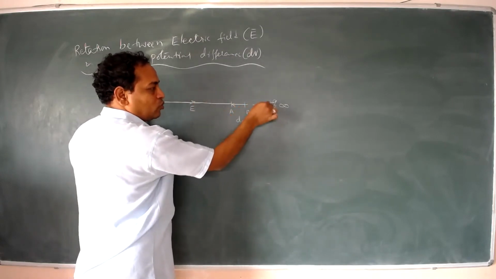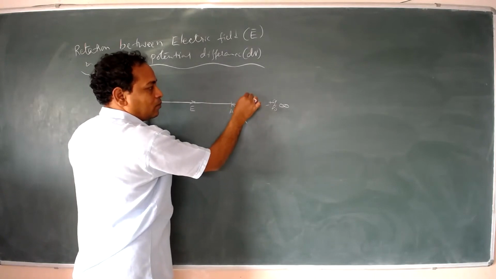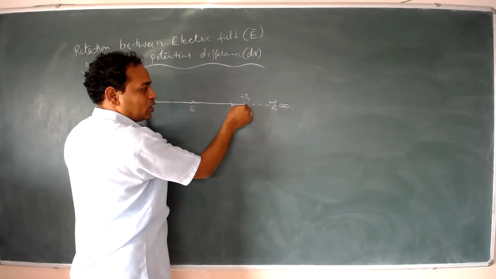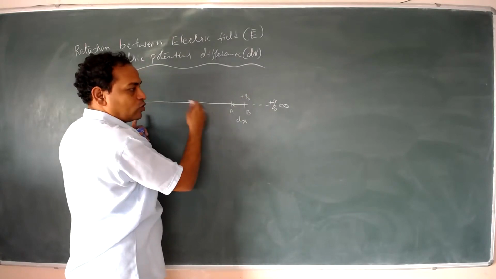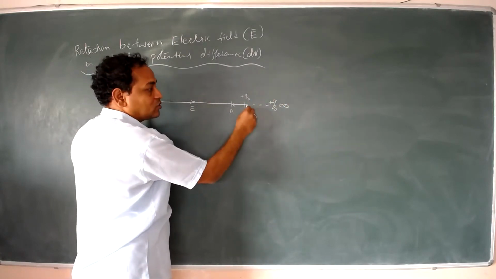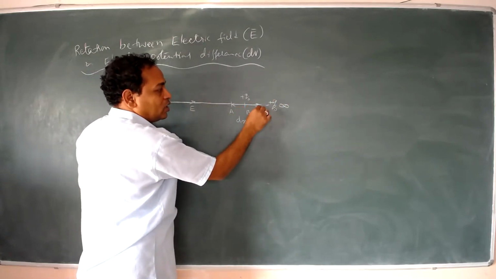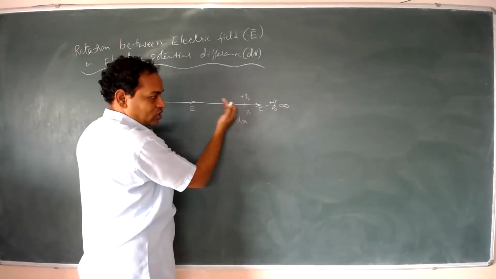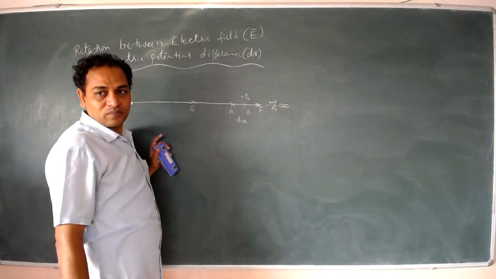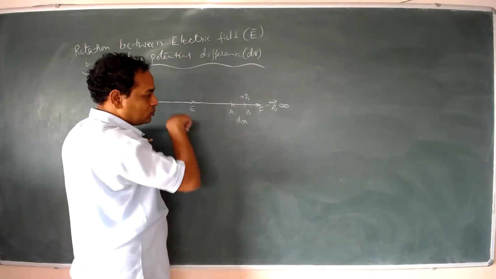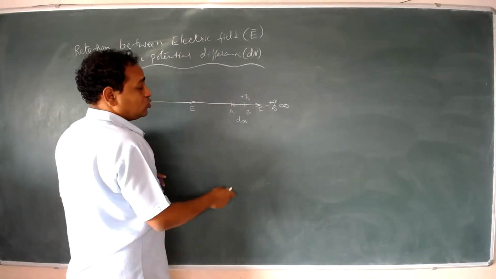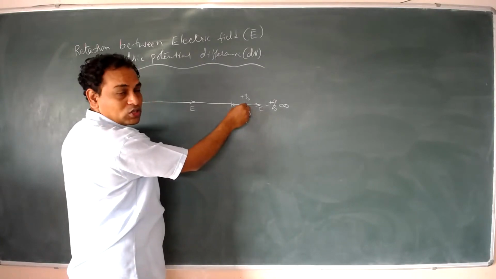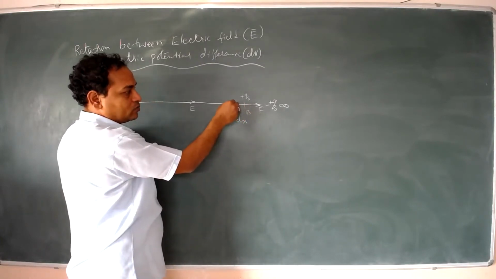So when you bring this charge plus Q naught here, at that moment the electric force will be acting in this direction. So here, the electric force as well as this distance are opposite in direction. Therefore, you have to do some work to bring it from B to A.